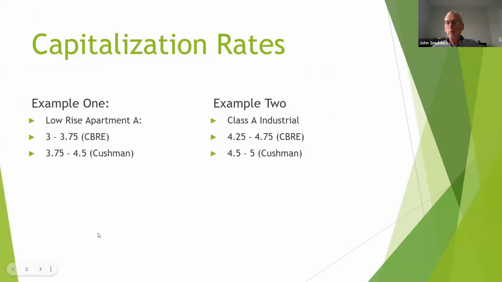So, capitalization rates. This is just a bit of a refresher from last week. There are different capitalization rates depending on what you look at. You can see here that I looked at CBRE and Cushman and Wakefield, and there are differences. The differences between the two are not tremendous, but if you're talking a million or two, it does make a big difference in the values.